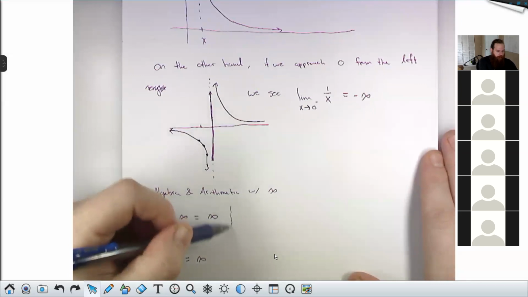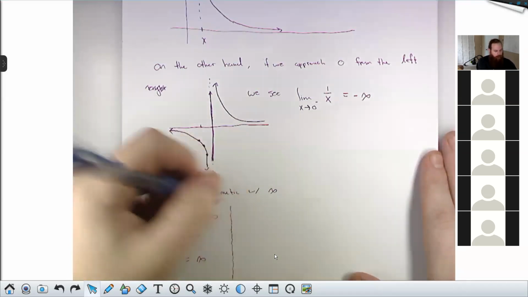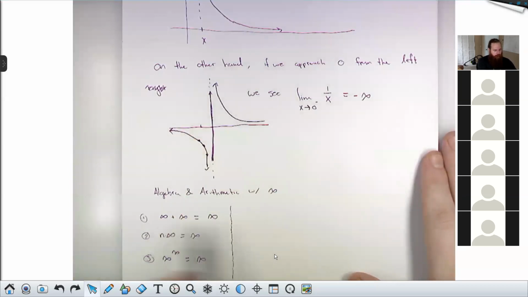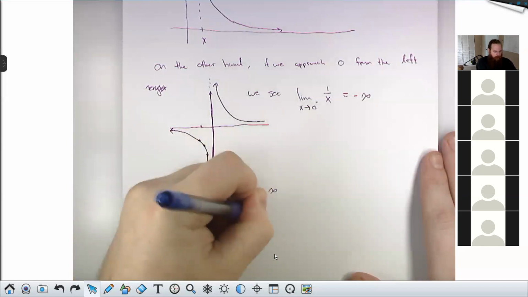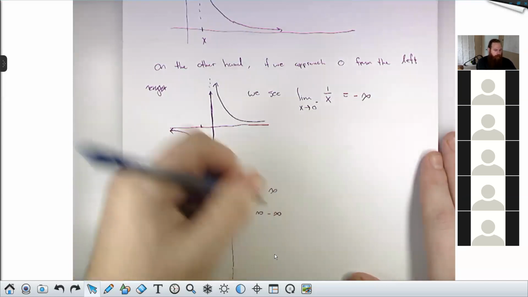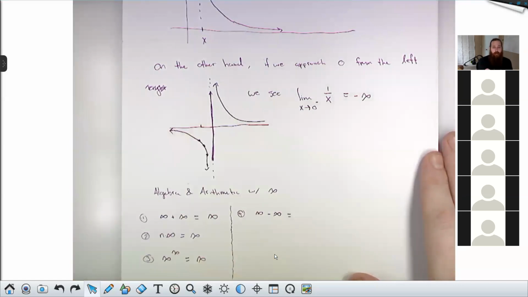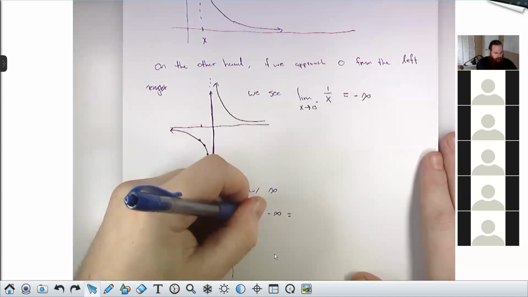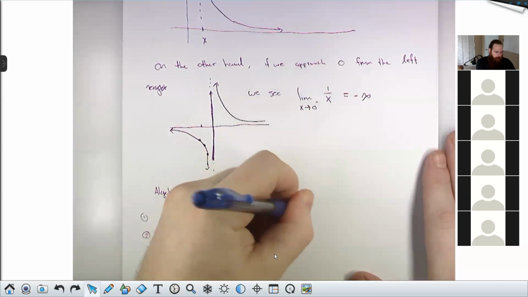Some of your arithmetic rules break down when you start playing with infinity. I'm going to put this first one over here next to this because it's kind of similar looking. Infinity minus infinity. This is not necessarily 0. It's not necessarily infinity. And it's not necessarily any particular real number either. This is called an indeterminate form.